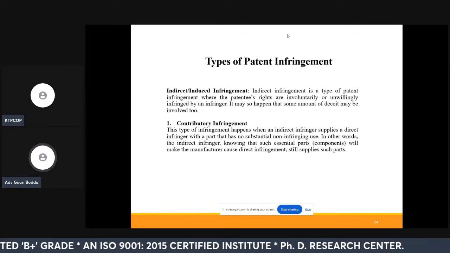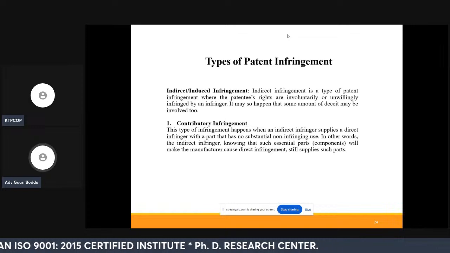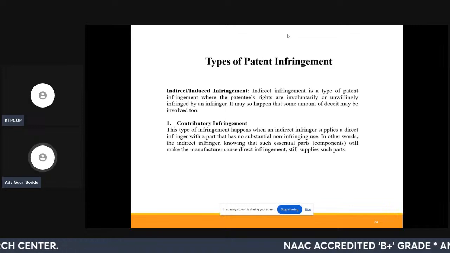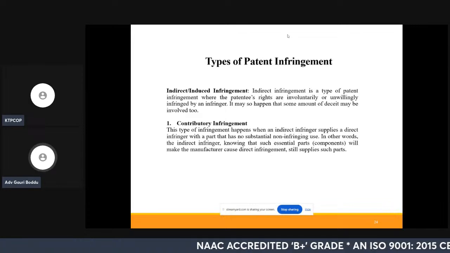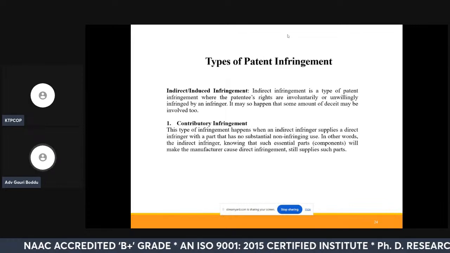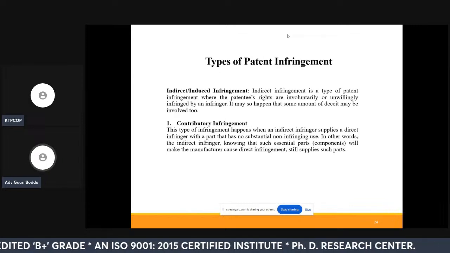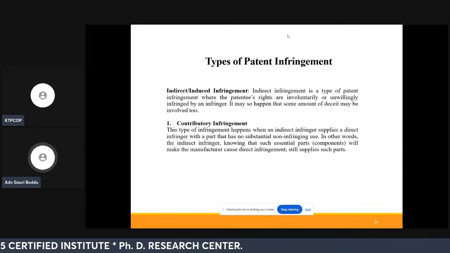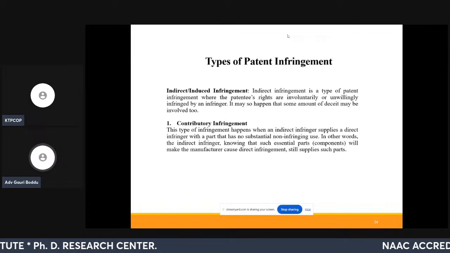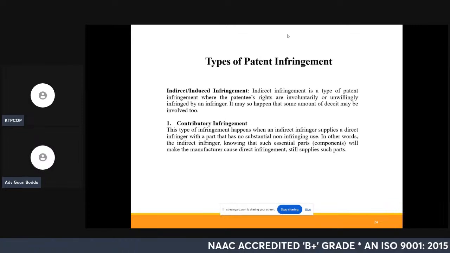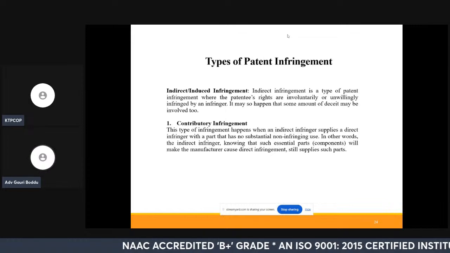Indirect infringement is a type of patent infringement where the patentee's rights are involuntarily or unwillingly infringed by an infringer. It may so happen that some amount of deceit may be involved too. As I have told you, examples are supplying components or material that lead to unauthorized use of a patented invention, or a company providing instruction or incentives to a third party to manufacture a product that infringes a patent. Now, what is contributory infringement?